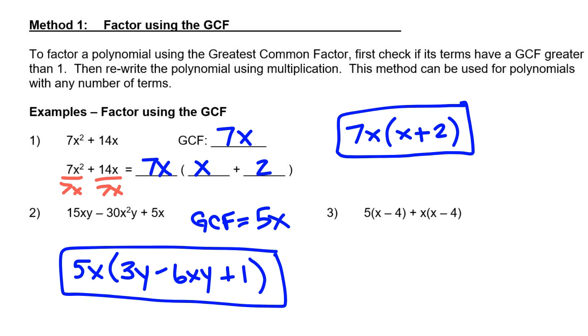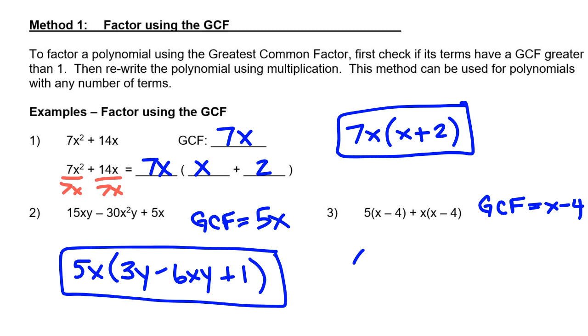All right, number 3. It might be tempting to distribute because we're so used to simplifying expressions, but this is actually already in a form where we can factor out a GCF. So if you notice both terms, if we think of the terms being the 5 times x minus 4, and then the second term would be the x times x minus 4. Both of those terms have an x minus 4. So our GCF is going to be that entire expression.